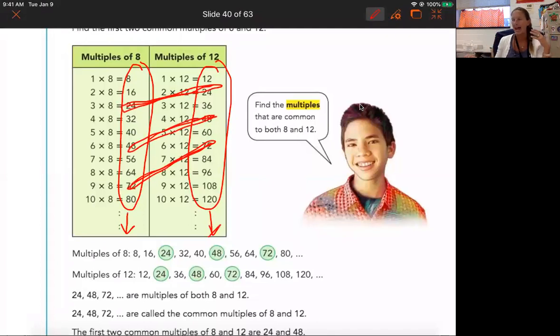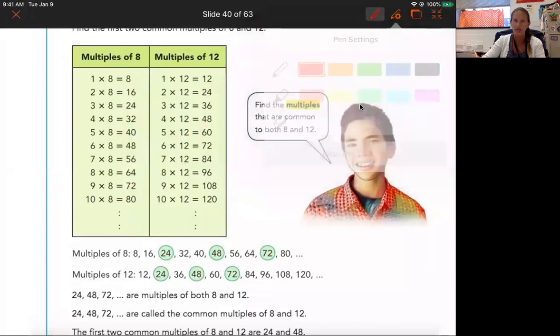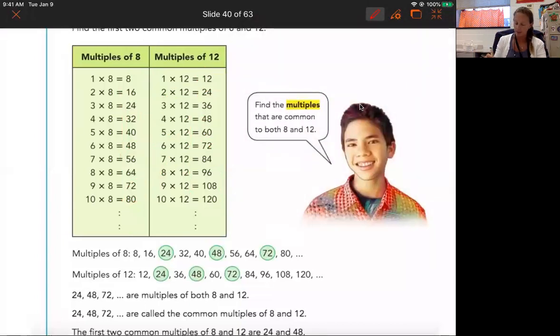So am I ever going to ask you to list all of the common multiples for two numbers? No, it would be impossible. You'd be here for the rest of your life. So it's going to be limited to maybe the first 3 common multiples, or the common multiples for the first 10 multiples like they did here. So again, just keep that in the back of your mind: you're going to have a limited number of common multiples that you're going to have to list.